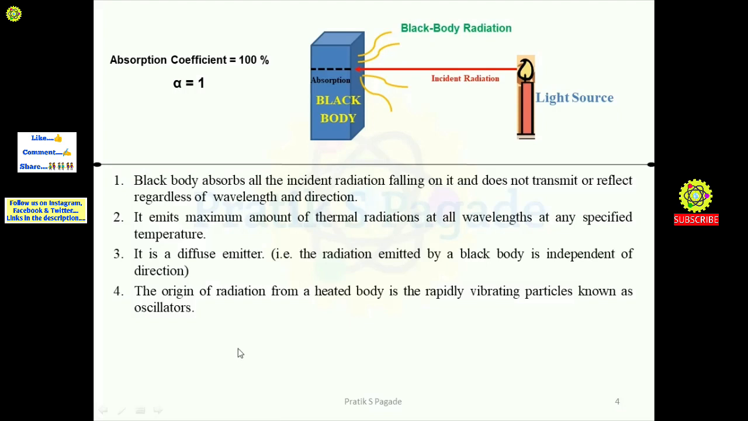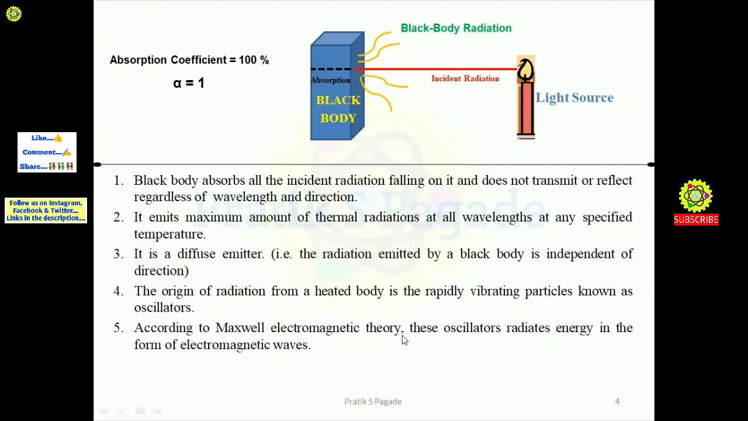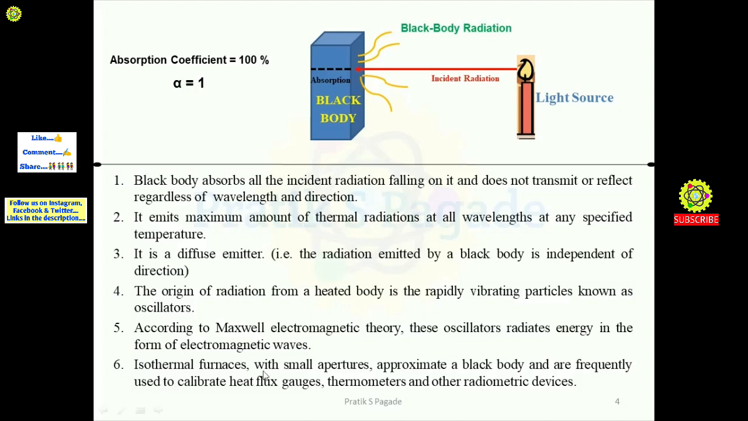Further, the origin of the radiation from a heated body is rapidly vibrating particles known as oscillators. I have told you about that. Further, according to Maxwell's electromagnetic theory, these oscillators radiate energy in the form of electromagnetic waves. As we have seen here, these black body radiations are actually electromagnetic waves. Further, note that isothermal furnaces with small apertures approximate a black body and are frequently used to calibrate heat flux gauges, thermometers and other radiometric devices.